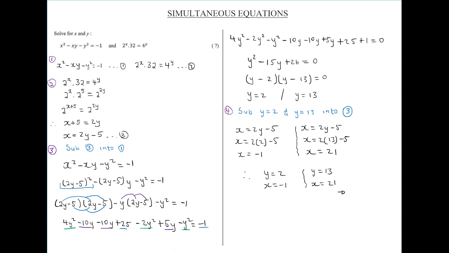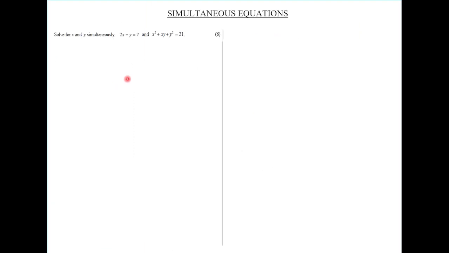Now in the next one, we're given again, we need to solve for x and y simultaneously. So we're given the first equation and the second equation. Now the first step is we need to denote the equations, right? So I have 2x minus y equals 7, so that's my equation 1. And then I have x squared plus xy plus y squared equals 21. That's my equation 2. So here we need to find equation 3. So how do we do that? We take the one equation that's easier, and then we make that one equation 3.